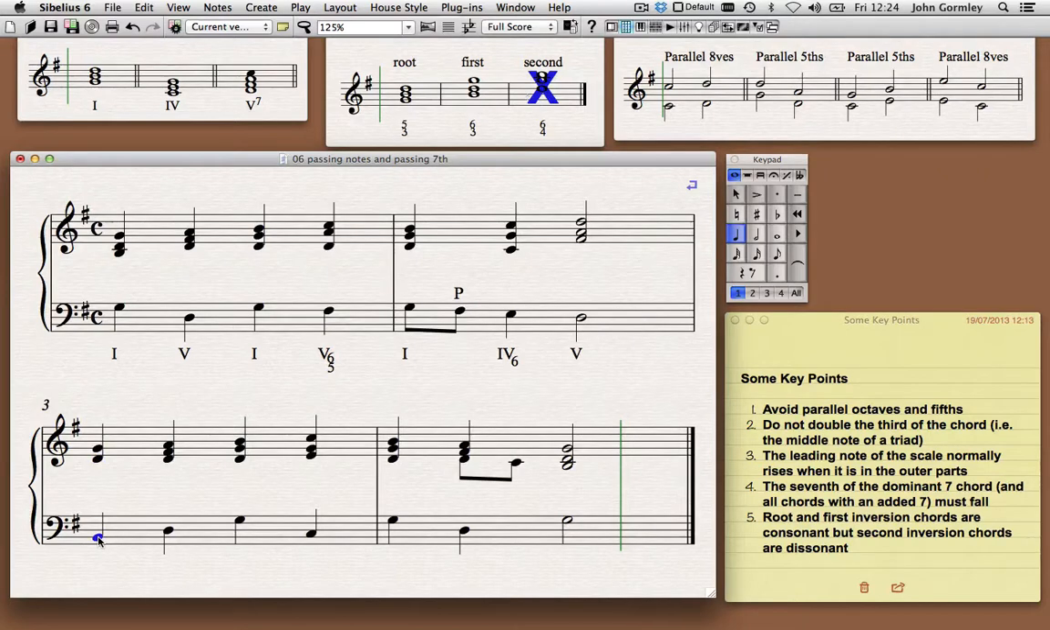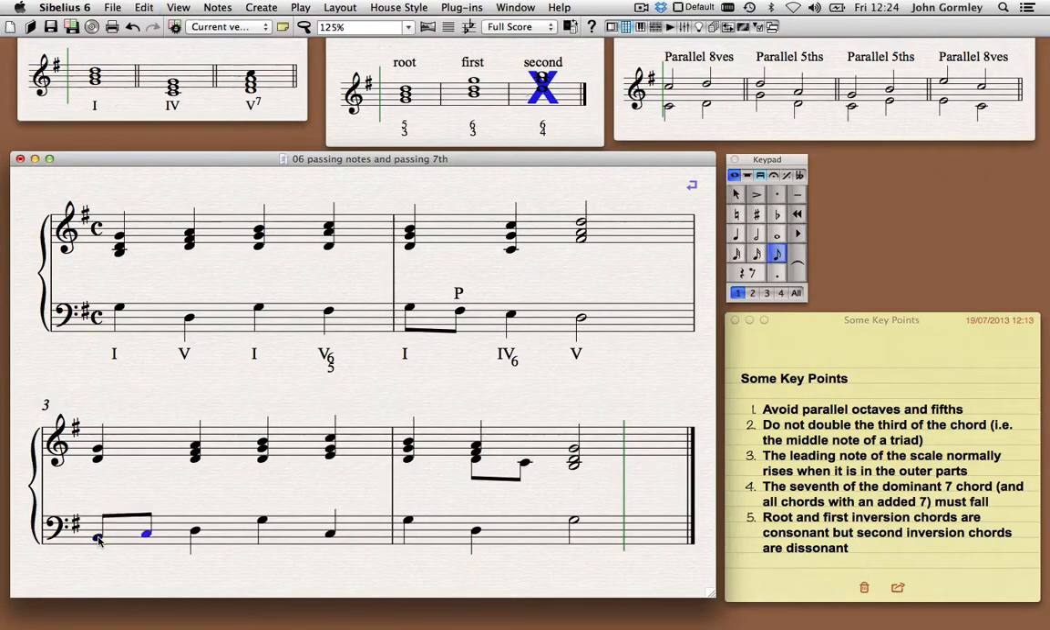Something else we might think about doing, we've been talking about passing notes in this little clip, is we might decide, okay, we'll stick a passing note in there. So that's quite good, we've got a passing note in there. Let's listen to how it sounds now.